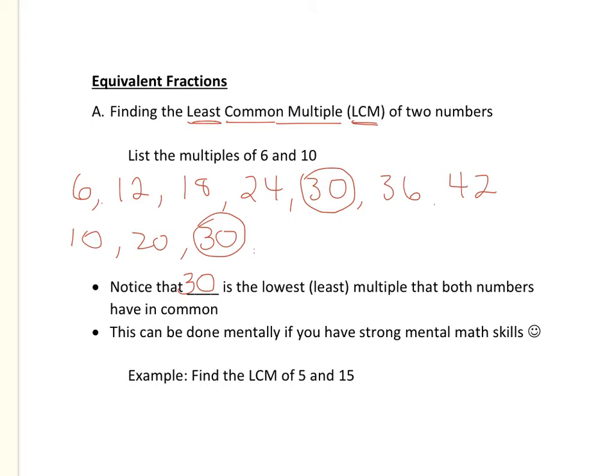If you have strong mental math skills, you can do this mentally. You don't need to actually write out the numbers. But if you write out the multiples of two numbers, you can find the least common multiple this way.